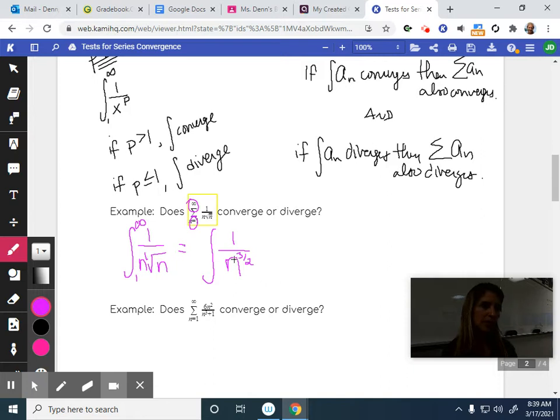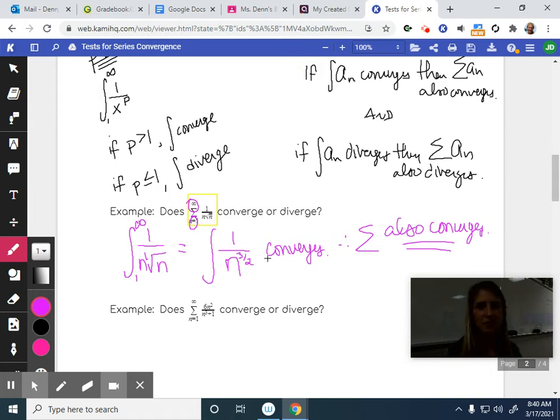Okay, now I can think about this. Does this integral converge or diverge? Well, this power, according to the p-test, is bigger than 1, so I'm all good. So this integral converges. Therefore, the series also converges. So that's all I'm talking about with integral tests. You just have to go see what's going on with the integral.